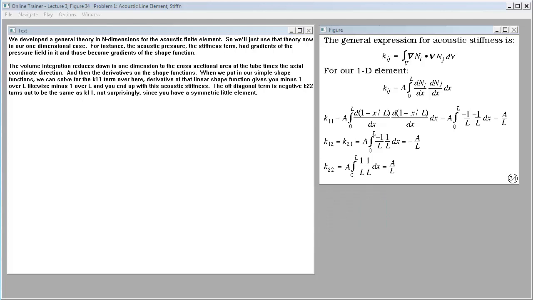For instance, the acoustic pressure, the stiffness term, had gradients of the pressure field in it, and those become gradients of the shape function. The volume integration reduces down in one dimension to the cross-sectional area of the tube times the axial coordinate direction, and then the derivatives on the shape functions. When we put in our simple shape functions, we can solve for the K11 term over here. Derivative of that linear shape function gives you minus 1 over L, likewise minus 1 over L, and you end up with this acoustic stiffness. The off-diagonal term is negative. K22 turns out to be the same as K11, not surprisingly, since you have a symmetric little element.